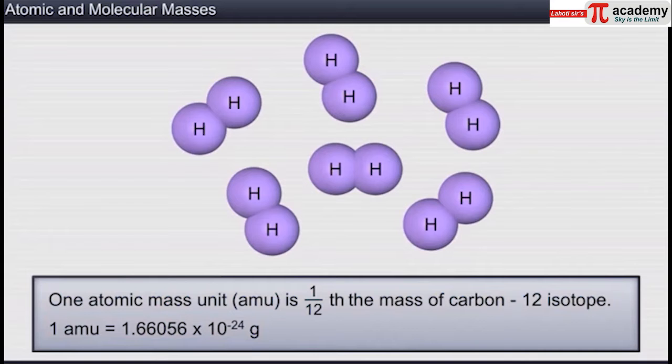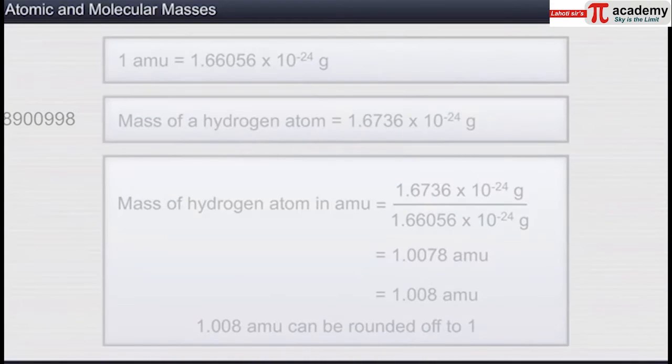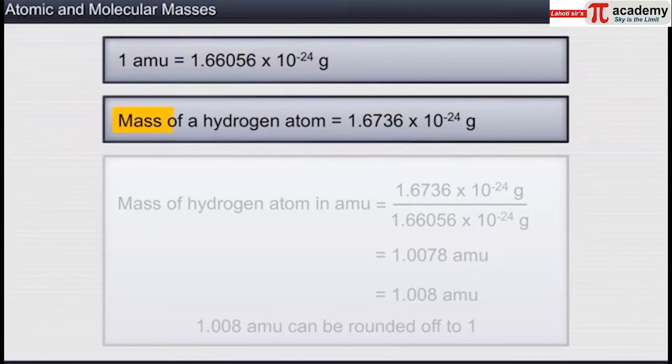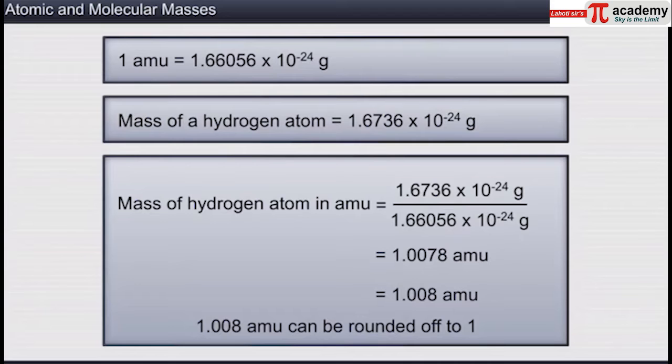Let's determine the atomic mass unit of hydrogen based on this formula. We know that one atomic mass unit is equal to 1.66056 multiplied by 10 raised to minus 24 gram. The mass of a hydrogen atom was determined using a spectrometer and was found to be 1.6736 multiplied by 10 raised to minus 24 gram. Therefore, in terms of atomic mass unit, the mass of a hydrogen atom is said to be 1.008 AMU.